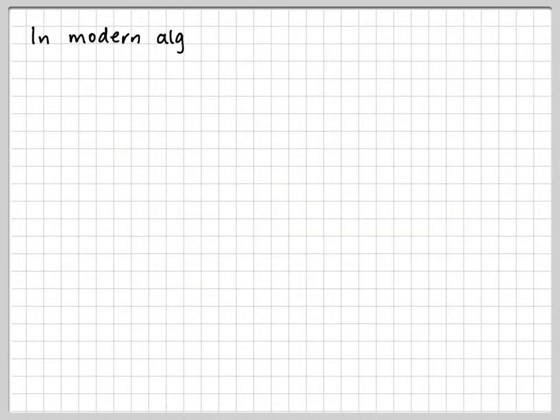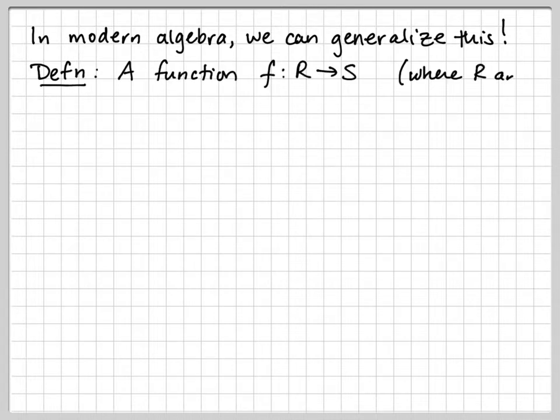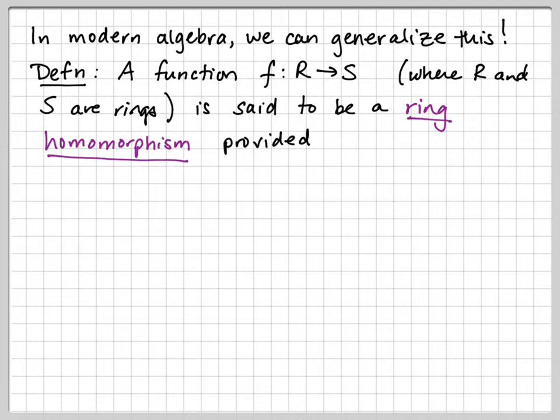Well, in modern algebra, we can generalize this idea. And we can think about functions between rings. Here's a definition. A function f from R to S, where both R and S are rings, is said to be a homomorphism, a ring homomorphism more specifically, provided, we want it to preserve algebra, which means we want to take addition in R and send it to addition in S, and multiplication in R and send it to multiplication in S. And that is, in fact, the rest of this definition.